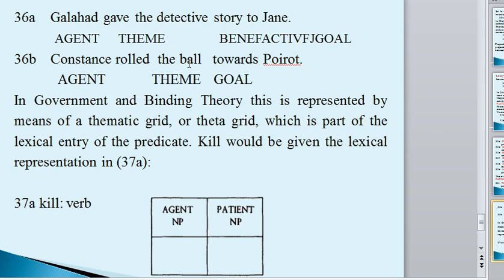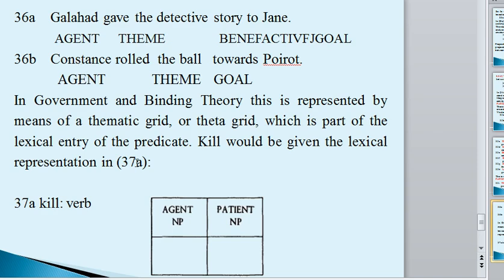The ball, I mean the direct object, is theme, and toward Poirot, because we use this kind of preposition, so Poirot is our goal, okay, because towards Poirot. You see here, these are the examples of theta roles, and if I ask you in the final exam about this theta role, you can define it and determine the theta role of each argument.